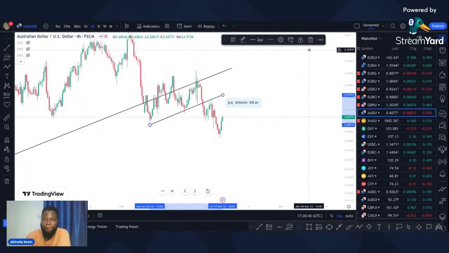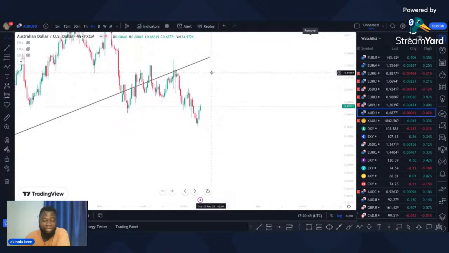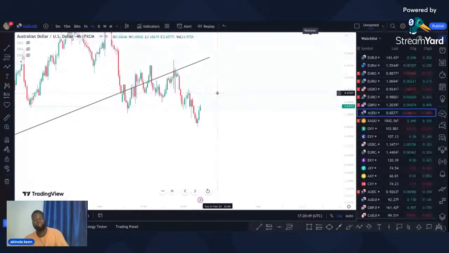So let's see. We can see that we should be selling this pair. We should be selling Australian dollar against US dollar.